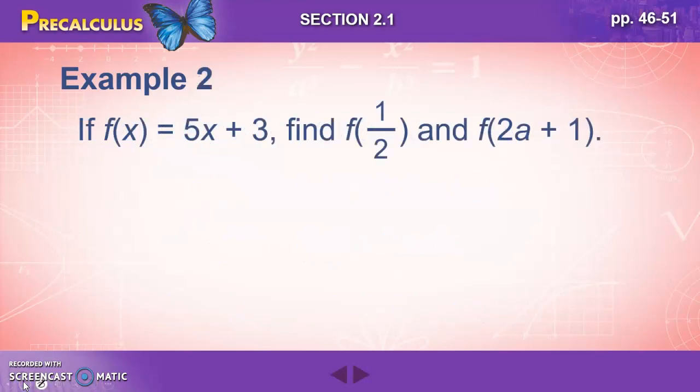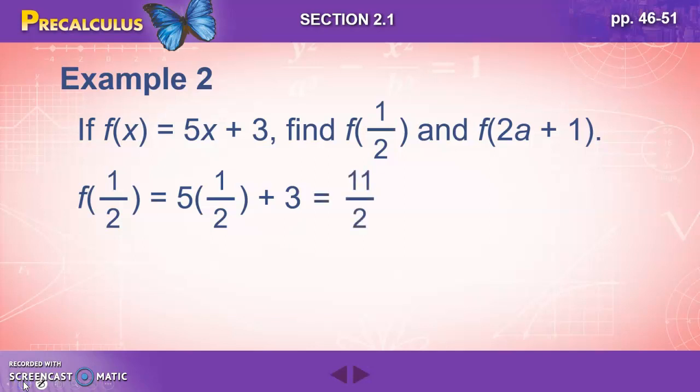See if you can evaluate this one on your own. Pause the video, come back and check your work. F of 1/2, when we plug that in, gives us 11 halves, which we will leave as an improper fraction. Don't turn that into a mixed number. Don't turn that into a decimal. Leave it exactly as it is.